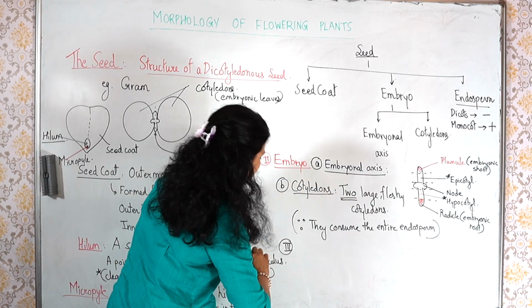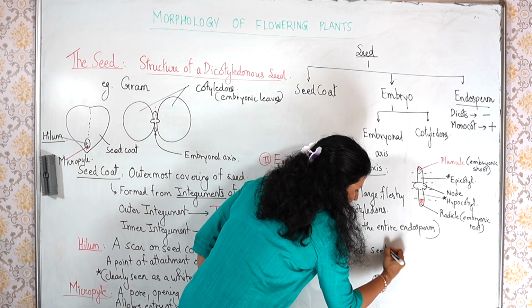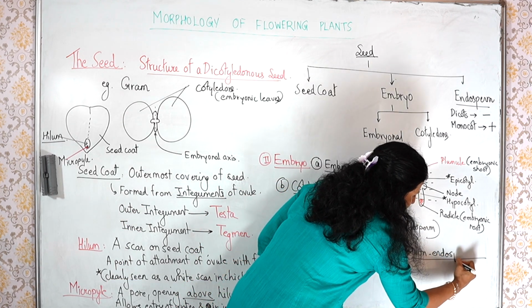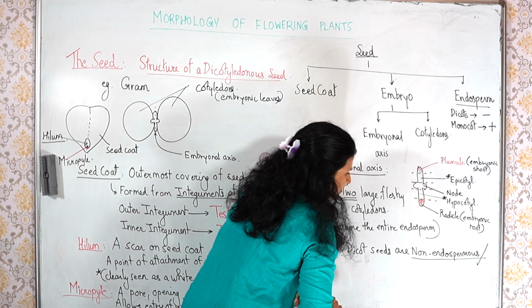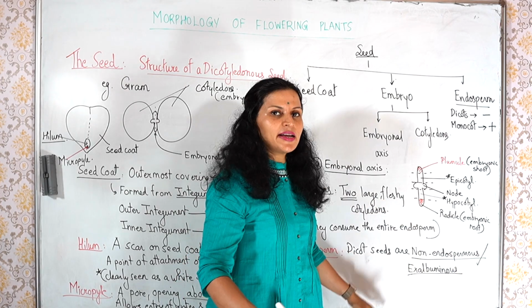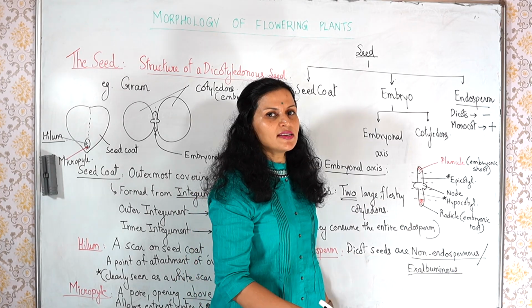Third part, the endosperm. Dicot seeds are, fill in the blank, non-endospermous, also called exalbuminous. Also called non-endospermic. Dicot seeds are non-endospermous or exalbuminous seeds.